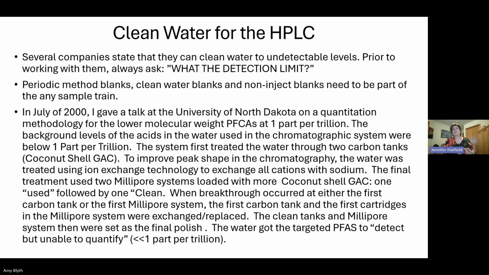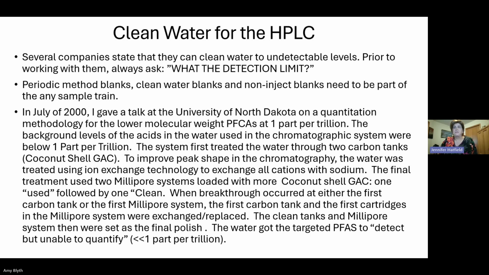So when it was coming out of the GAC system and it was starting to get dirty, we'd remove the first tank, the first tank that the water encountered, take the second tank, make that the first tank now, and put a new clean tank there. Similar things with the filters on the millipore systems.